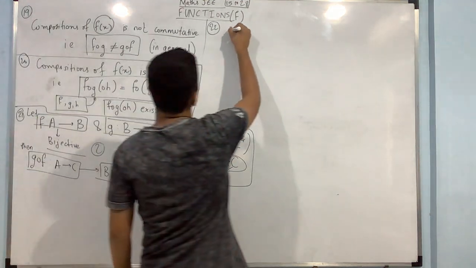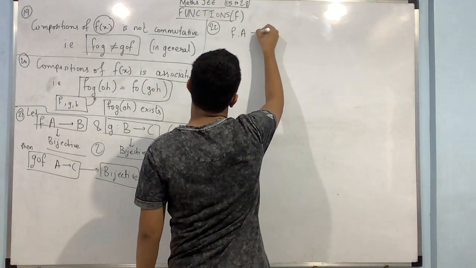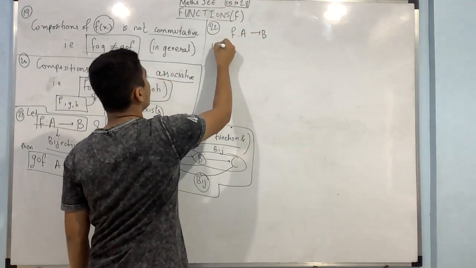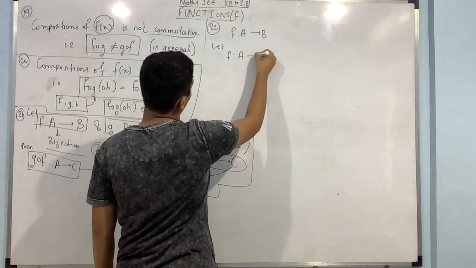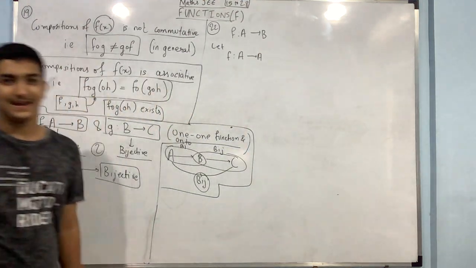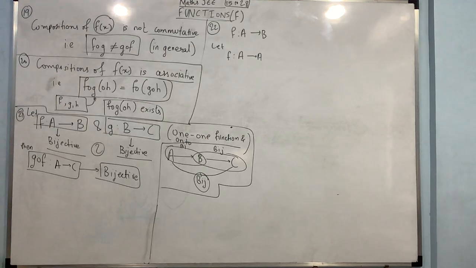Now again I let something A to B. Again I let F be equal to A to A. A to A. Okay.